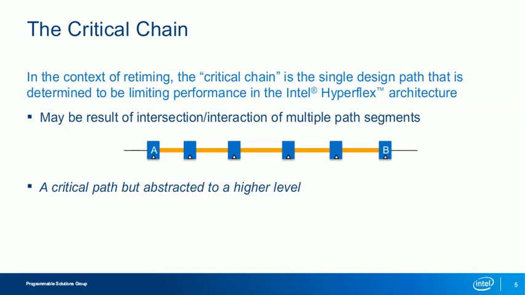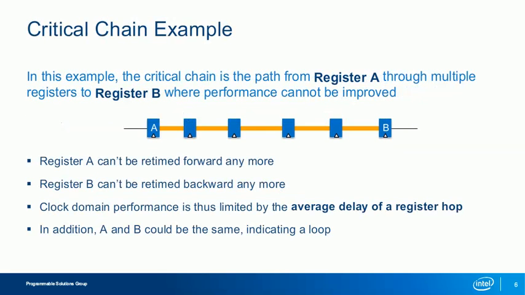While the critical path resolves itself to a specific register-to-register delay, the critical chain can involve multiple register-to-register delays along a timing path. To understand the critical chain better, we can use the diagram on this slide. Here, register A cannot move any more to the right due to some restraint or restriction. Register B is likewise also prevented from moving to the left. Sometimes registers A and B are actually the same register, meaning you have a loop.